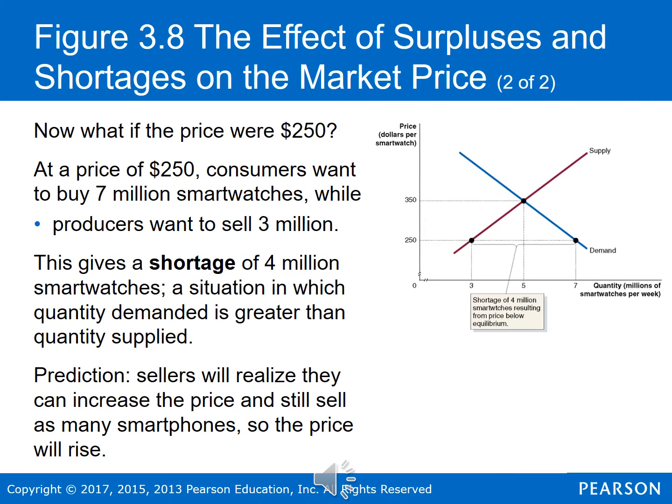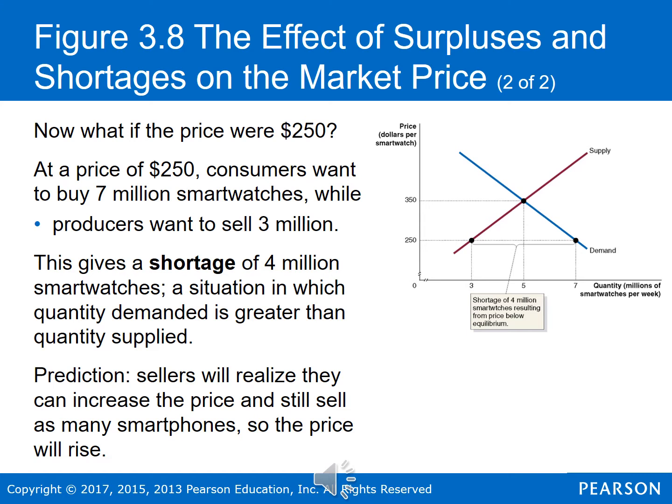Now, what would happen if they set the price at $250? So they set it $100 below the competitive market equilibrium price. Well, at a price of $250, consumers are going to want to buy 7 million smartwatches. But because of the lower price, producers are only able to produce and sell 3 million. In this case, we end up with a shortage of 4 million smartwatches, the difference between the quantity demanded and the quantity supplied.